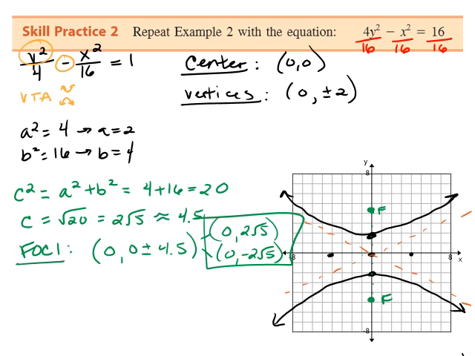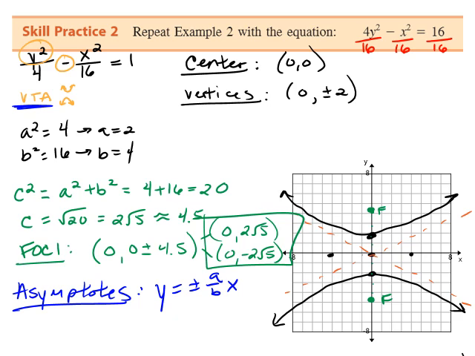Finally, we want to write the equations of the asymptotes. If you can't remember the little formula that's given, all you need to do is use 2 points on each line and find the equation. So y equals plus or minus a divided by b. Because it's a vertical transverse axis, it's the opposite of a horizontal transverse axis. This gives me plus and minus 1/2 x.